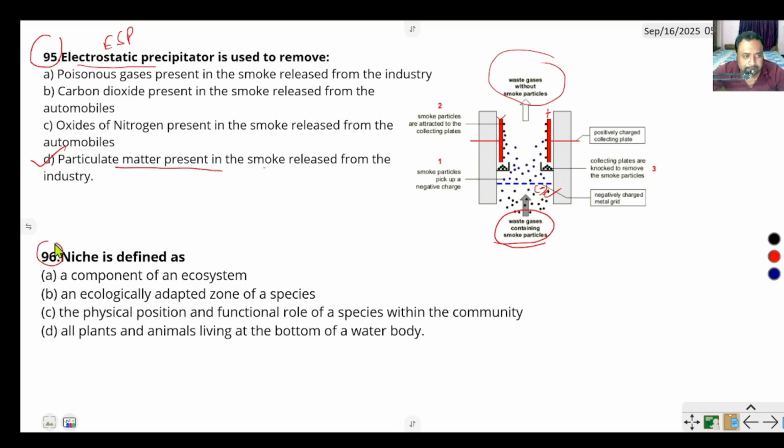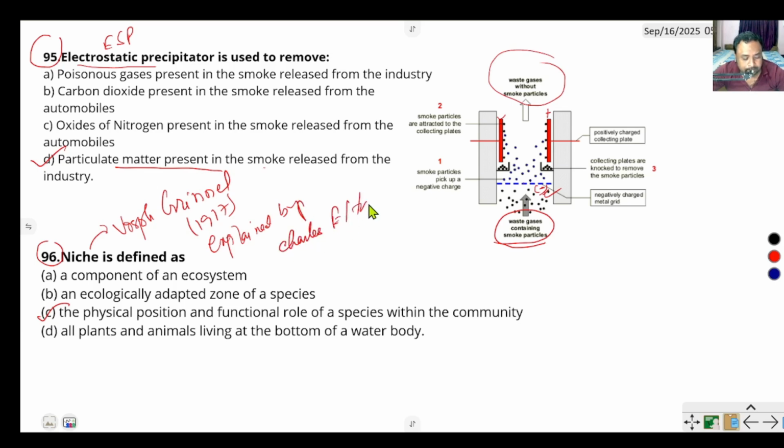Question number 96. Niche is defined as a component of the ecosystem, an ecologically adapted zone of a species, the physical position and functional role of a species within the community. C is the correct option. This niche concept was first proposed by Joseph Grinnell in 1917, and explained by Charles Elton in 1927.